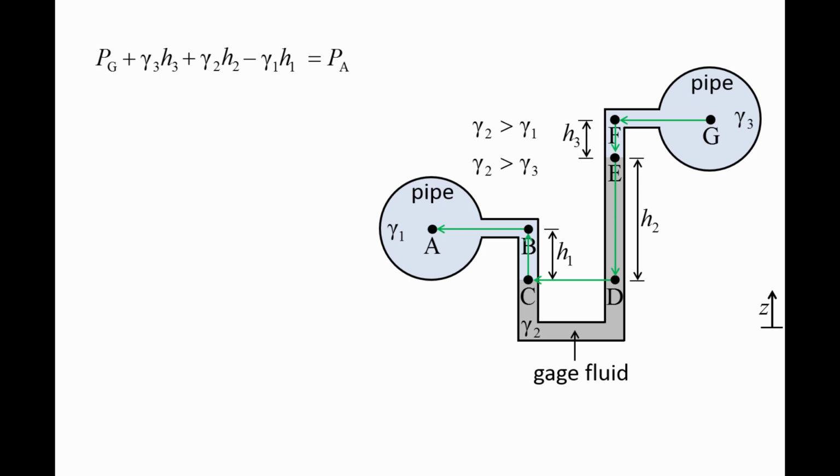Usually it will be easy to look up the specific weights gamma 1, gamma 2, and gamma 3 in a fluids textbook or elsewhere, and it would be easy to measure the heights h1, h2, and h3. If that is indeed the case, we have one equation but two unknowns, the pressure at point A and the pressure at point G. So while we cannot determine the pressure in both devices, by rearranging the equation, we can determine the pressure difference between the two devices. That is, we can determine PA minus PG. And fortunately, in fluid mechanics, often only pressure differences are important.